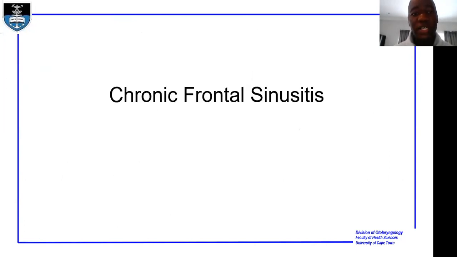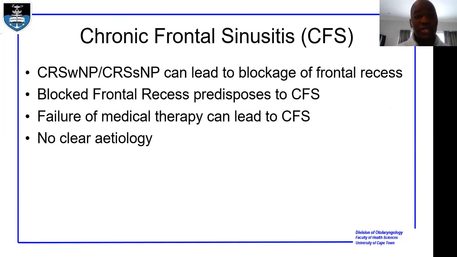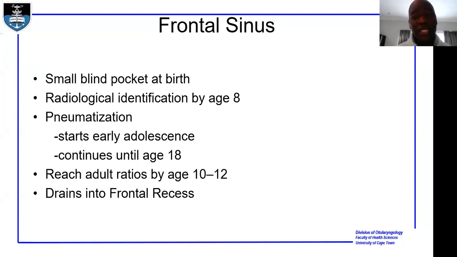So I thought we could talk about chronic frontal sinusitis. Frontal sinusitis can be because of a blockage of the frontal recess by chronic rhinosinusitis with or without nasal polyps. The blocked frontal recess predisposes to chronic frontal sinusitis and also a failure of medical therapy. However, there is no agreed clear etiology of this condition. Just a bit of anatomy.